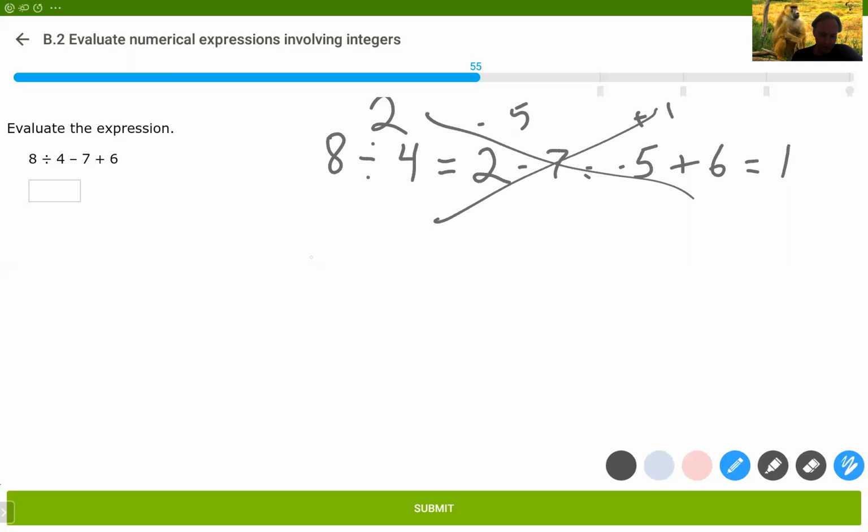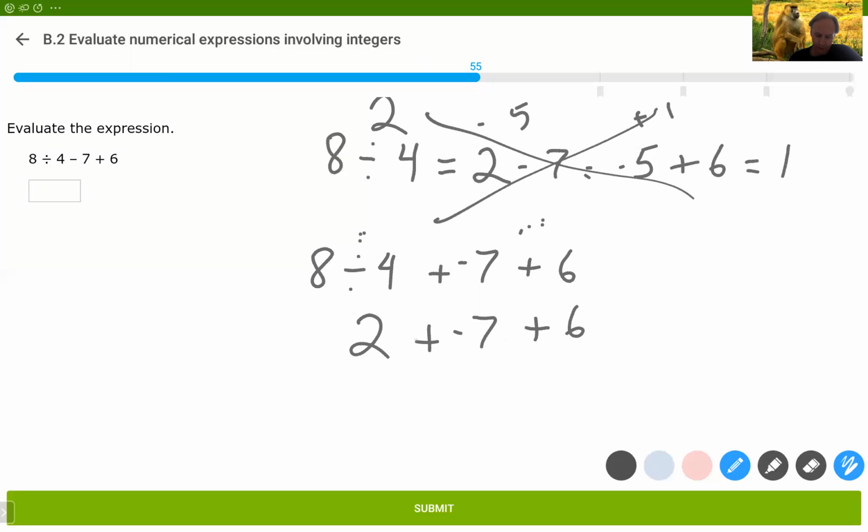And what you want to do is write it 8 divided by 4 plus negative 7 plus 6. Notice that I changed it from subtraction to adding the opposite. Now, because this division right here is separated by addition, I could do these at the same time, but I'm not going to. I'm going to write 2 plus negative 7 plus 6. 2 plus negative 7 is negative 5 plus 6, which is 1.